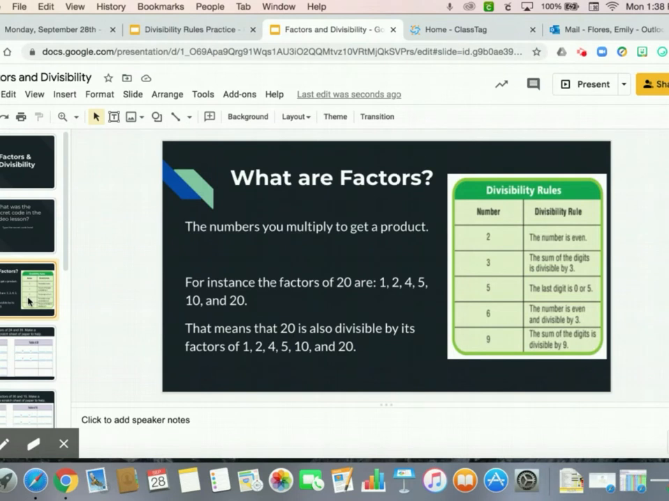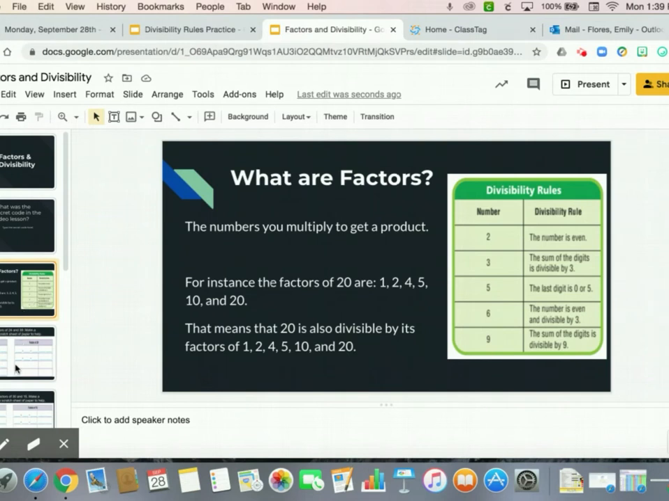All right, so let's talk about factors. Remember, we were just talking about factors. So what are factors? The numbers you multiply to get a product. So for 20, if I were to make a t-chart for 20, the factors of 20 would be 1, 2, 4, 5, 10, and 20, because all those numbers times something are 20. But that also means that 20 is divisible by those factors. So 20 can also be divided by 1, 2, 4, 5, 10, and 20.